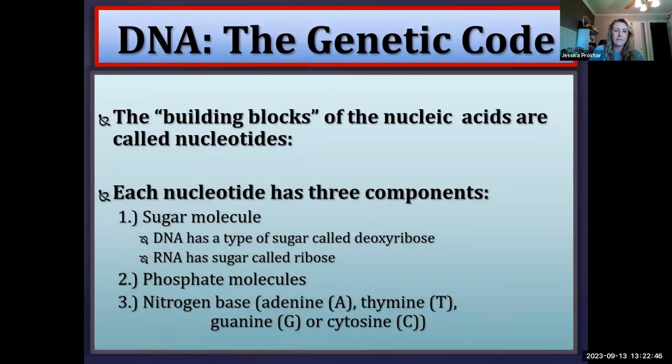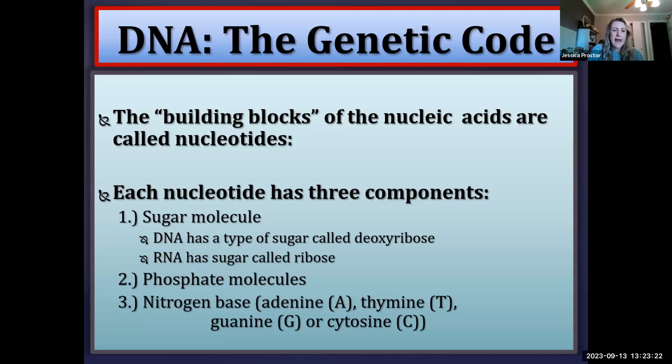The building blocks are the nucleic acids, called nucleotides. Each nucleotide has three components. The first component is a sugar molecule. The second is a phosphate molecule. The third is one of those nitrogen bases: adenine, thymine, guanine, or cytosine. The sides of the ladder are made up of the alternating sugar and phosphate molecules. The rungs of the ladder are made up by the alternating complementary nitrogen base pairs.